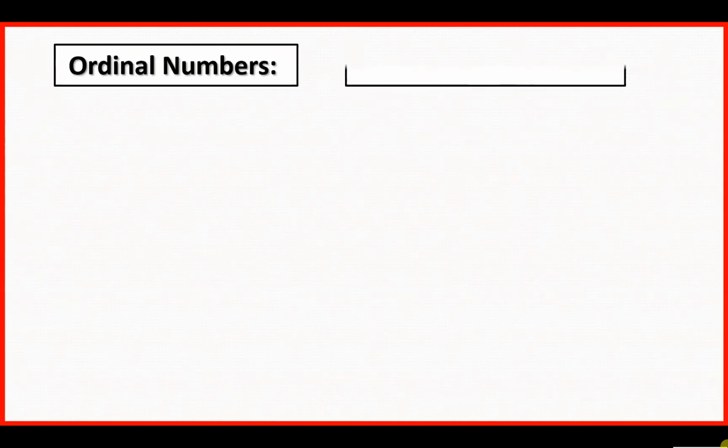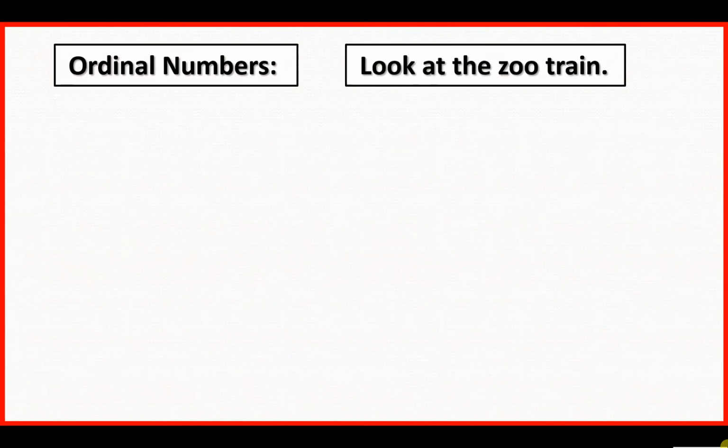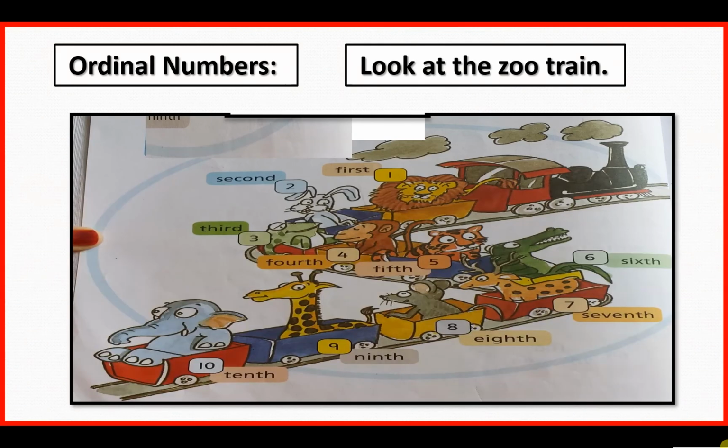Using ordinal numbers, we can tell the position of an animal in a group. Look at the zoo train. In this zoo train, the lion is in first position. The rabbit is in second position. Mr. Frog is in third position. Monkey is in the fourth position. Tiger is in the fifth position.